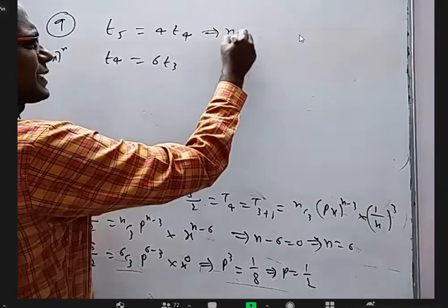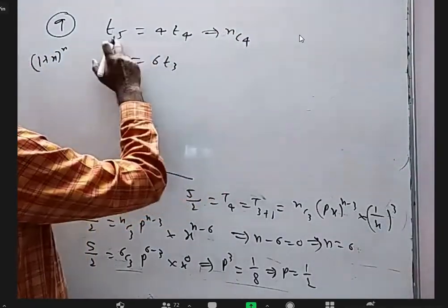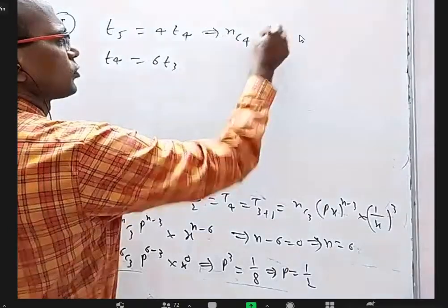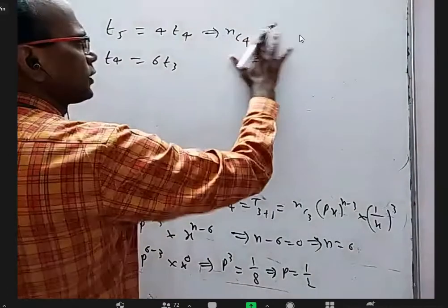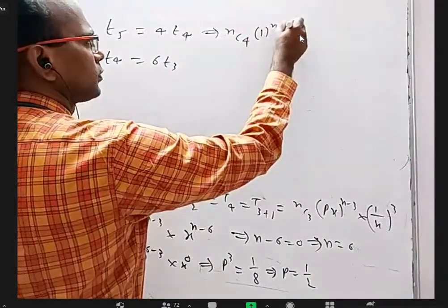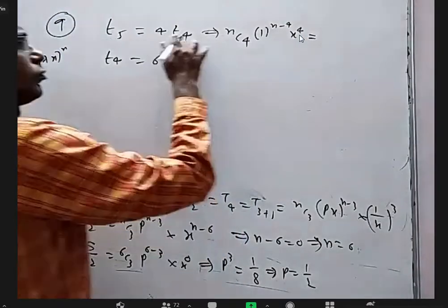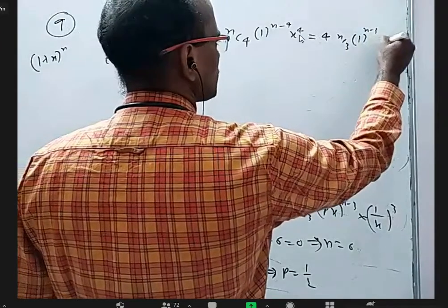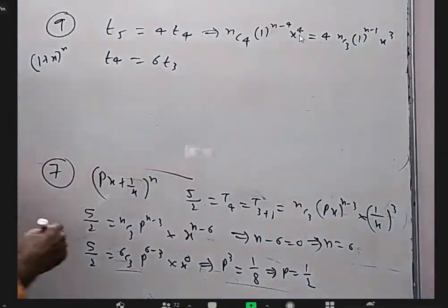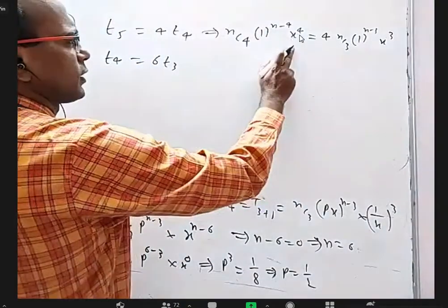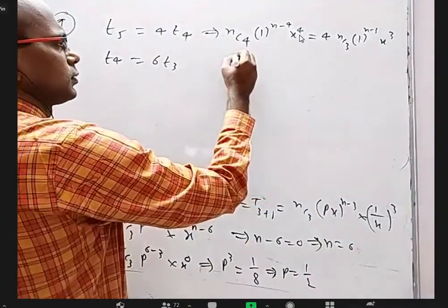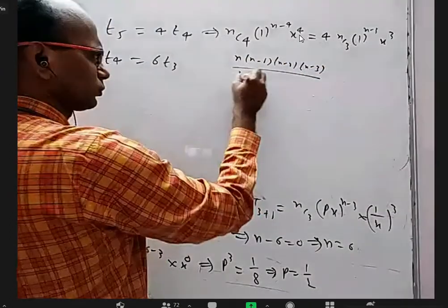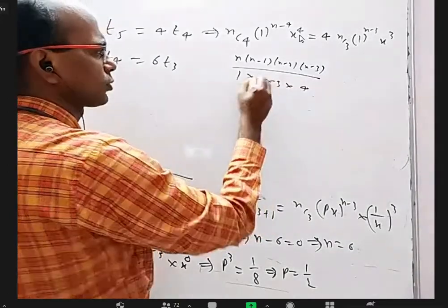So for the 5th term, it means nC4. We should write nC4, not nC5, because Tr plus 1 is nCr. Whatever is here, 1 is nC4 and x power 4, because 1 power n minus 4. If you want I can write that also: 1 whole power n minus 4, x power 4. 4 T4: 4 into nC3 into 1 whole power n minus 3 into x cube. x cube will cancel, I'll get 1x. Out of this, if I cancel, this is n into n minus 1 into n minus 2 into n minus 3 by 1 into 2 into 3 into 4.